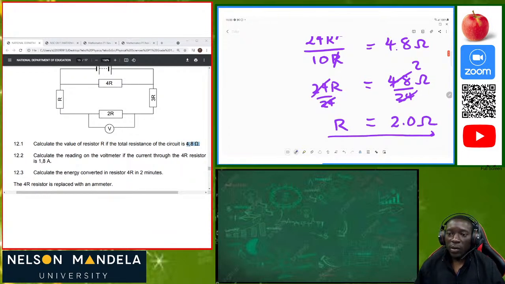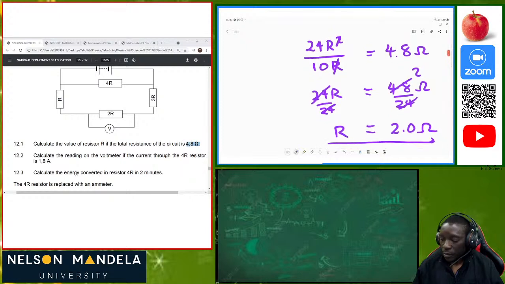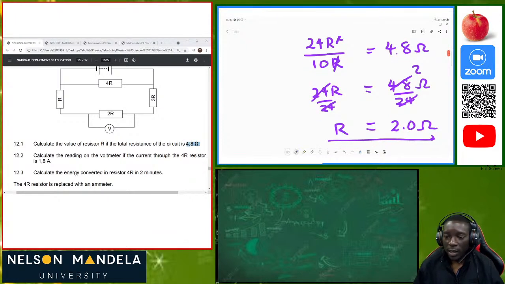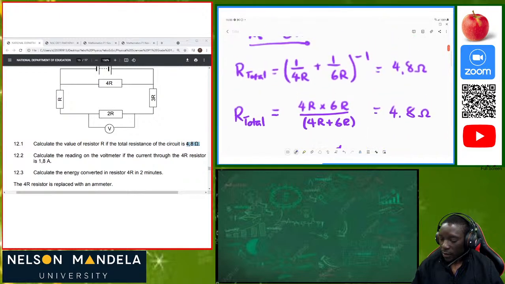So this is the value of the resistor R. So if R is 2.0, it means the 2R resistor is twice that, which is 4 ohms. The 3R is thrice that, which is 6 ohms. The 4R is 4 times that, which is 8 ohms. So those are the values of all the resistors given in the circuit from that expression. I hope that is quite clear. It's quite an interesting question.